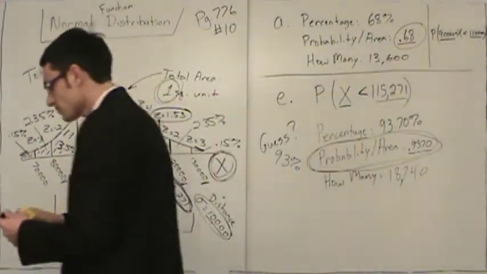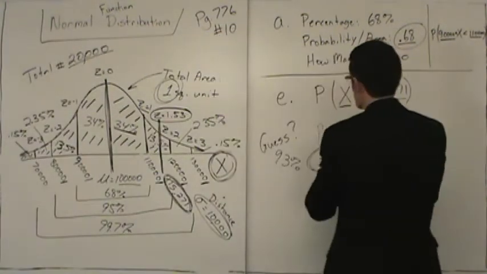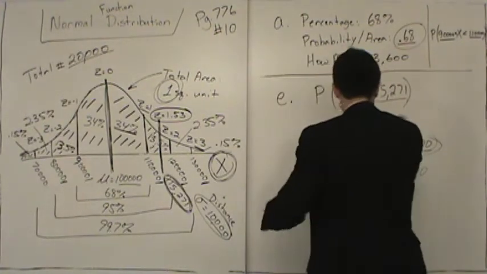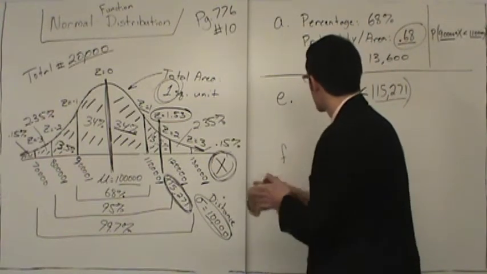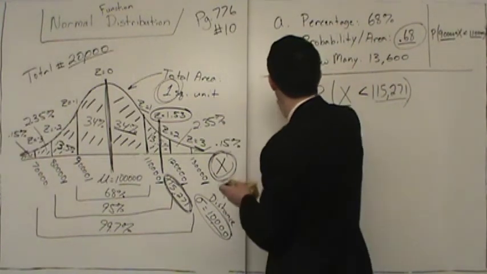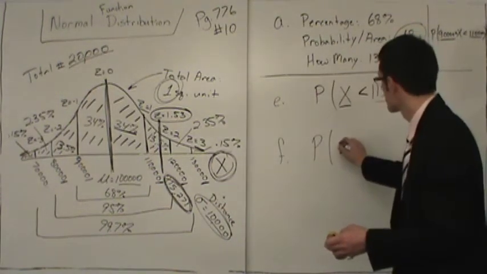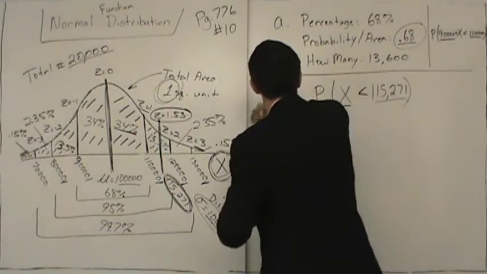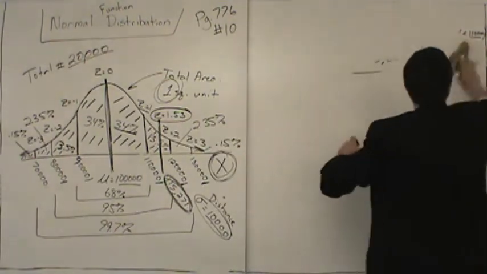Now, let's see what we want to do here. Next question. Let's look at F. Actually, I'm going to have to redraw, so let's move to the next question because I'm going to reshape this area.